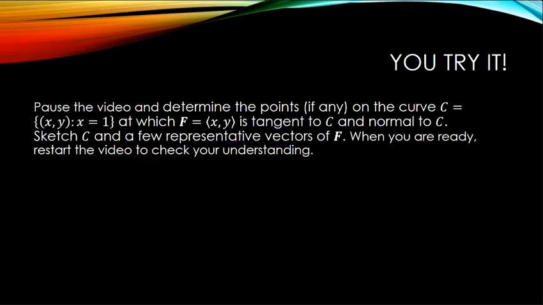Now you get to try it. Pause the video and determine the points, if any, on the curve C equal to the set of all points xy such that x is equal to 1, at which the vector f given by the components xy is tangent to C and normal to C. Sketch C and a few representative vectors of f. When you're ready, restart the video to check your understanding.